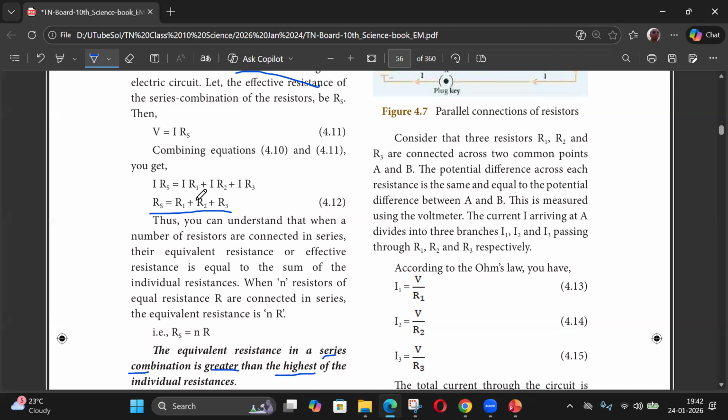also, 10 itself, because the 10 plus the other resistances will be added on. RS is greater than Ri, where i is 1 to 3, for all i.